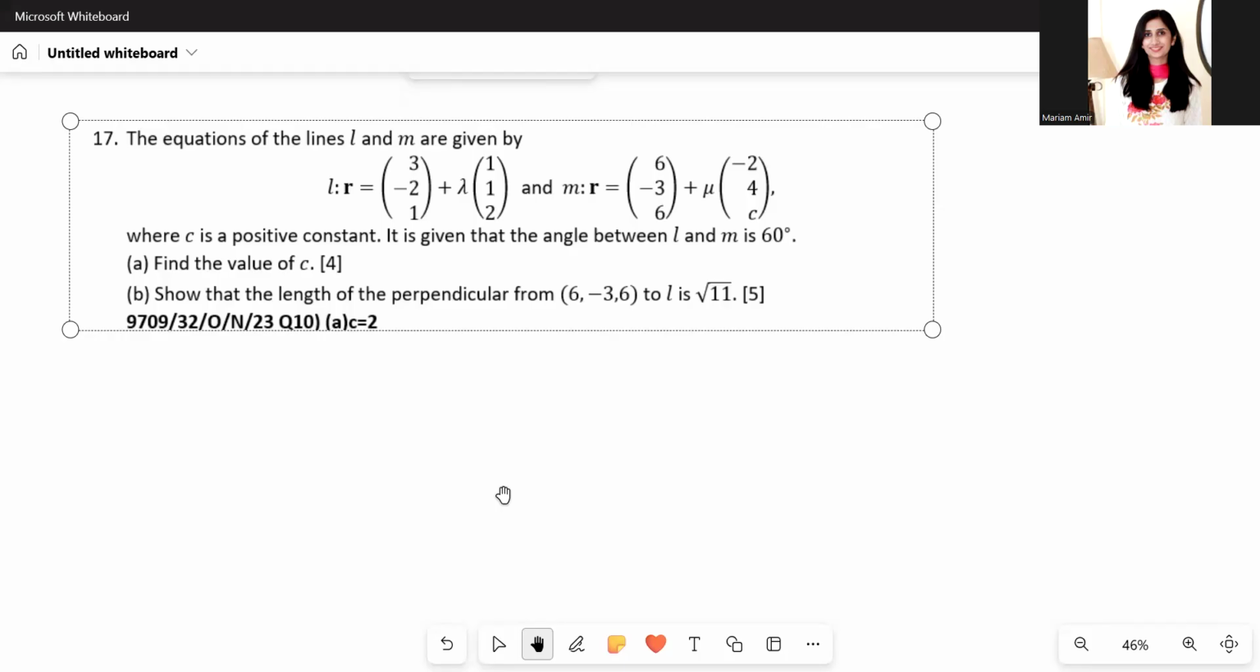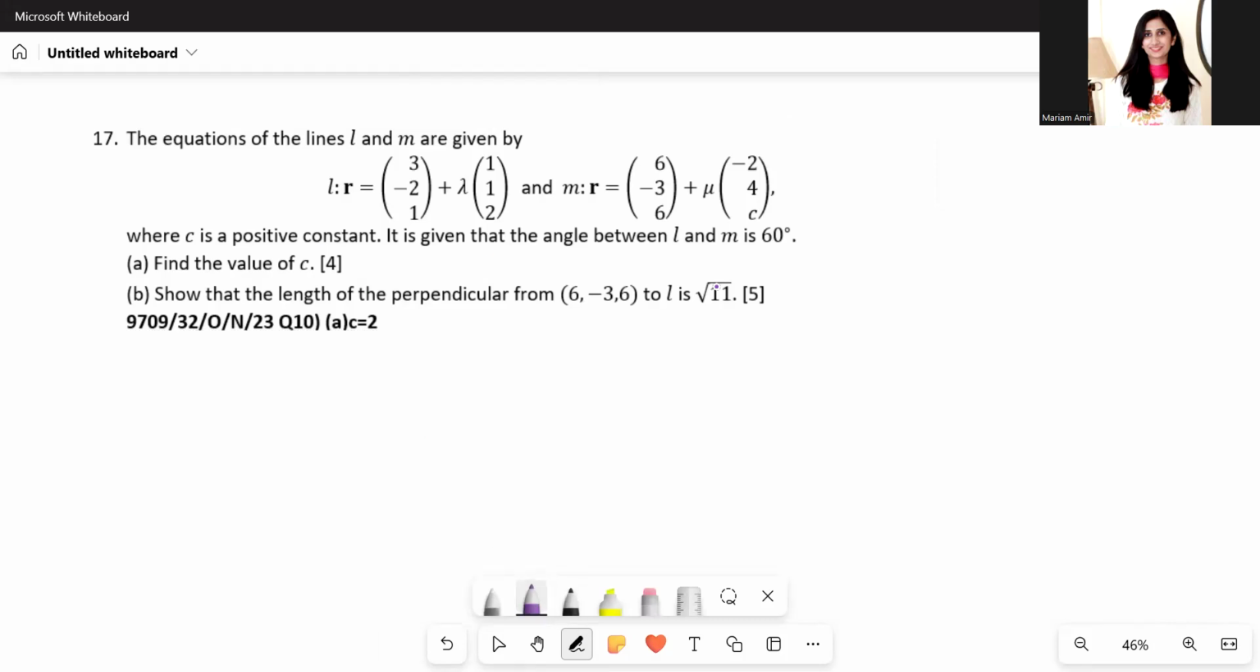In this question, it says that the equations of line L and M are given by these two equations, where C is a positive constant. It is given that the angle between L and M is 60°. Find the value of C.